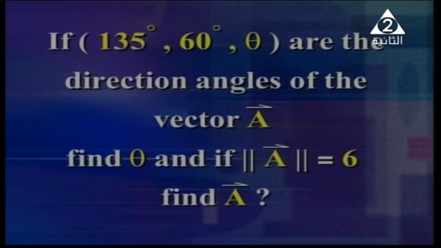What is required? Find the value of theta. And if the norm of this vector A equals 6, find the vector A. Remember, dear student, this is an important example. We have a rule. What is the rule? Vector A over norm A equals what? Cosine theta x, cosine theta y, cosine theta z. By using equations, we find the value of theta and the vector A.